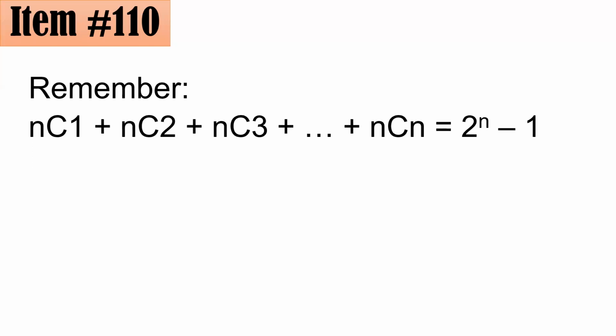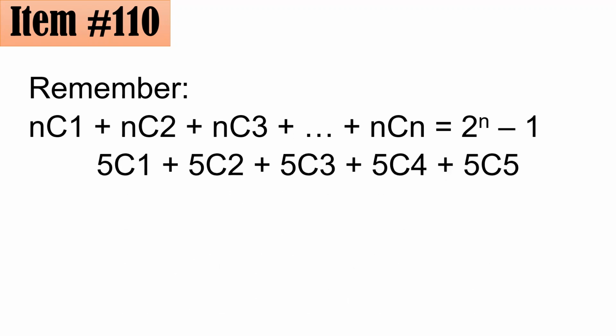Take note, we have a theorem that MC1 plus MC2 plus MC3 all the way until plus MCN is actually equal to 2 raised to n minus 1. And remember, we have five colors. So what we are looking for can be 5C1, meaning you use only one color. 5C2, two colors. 5C3, three colors. 5C4, four colors. 5C5, makulay na buhay. 5C5 meaning you will utilize all the colors.